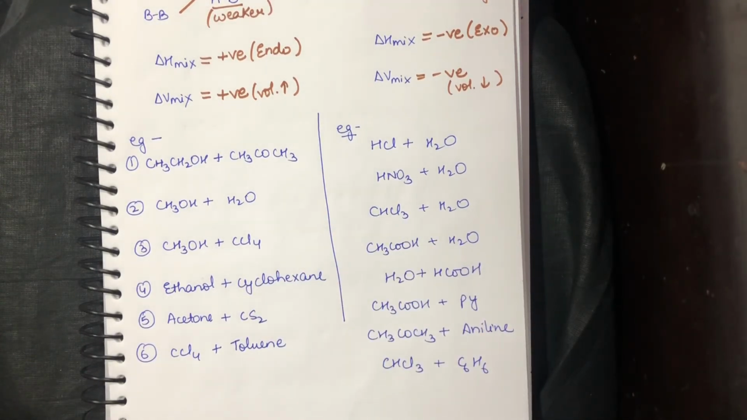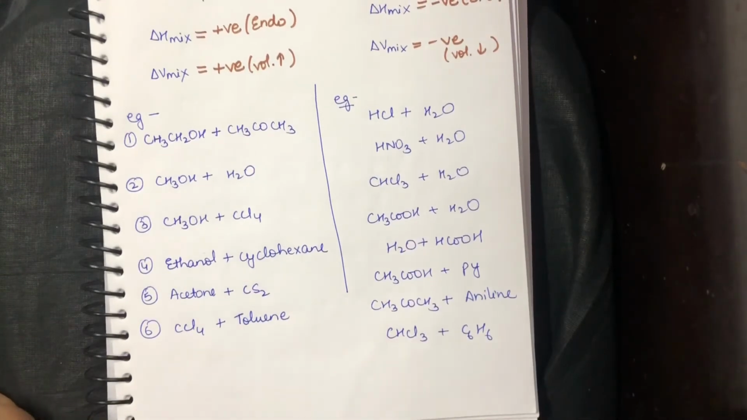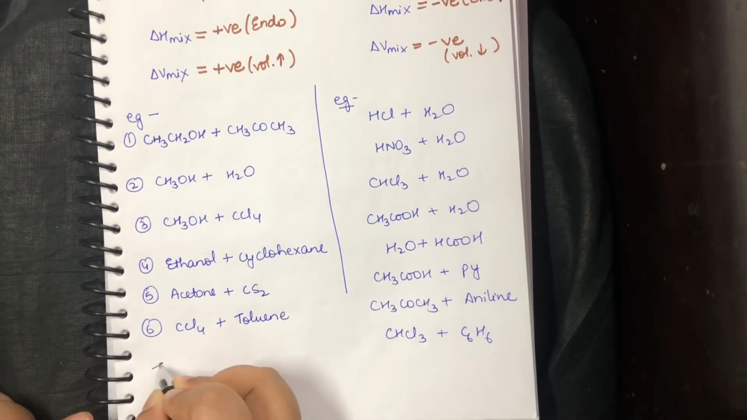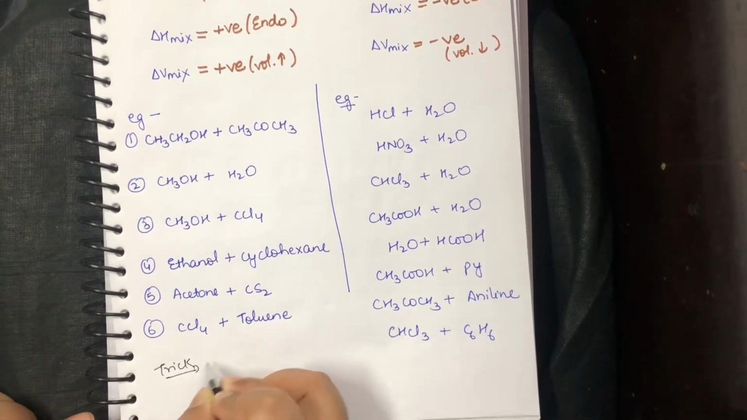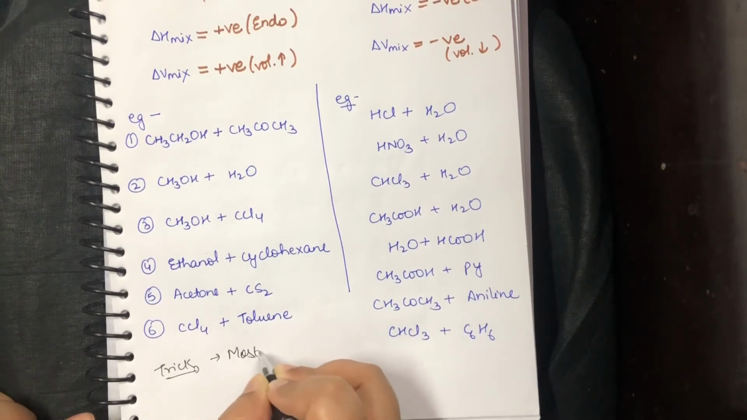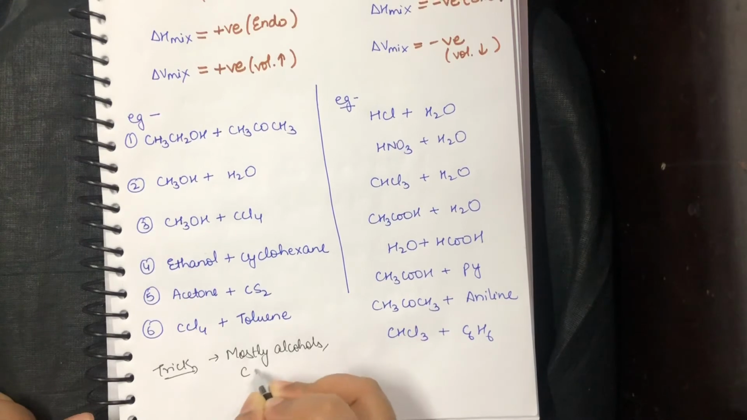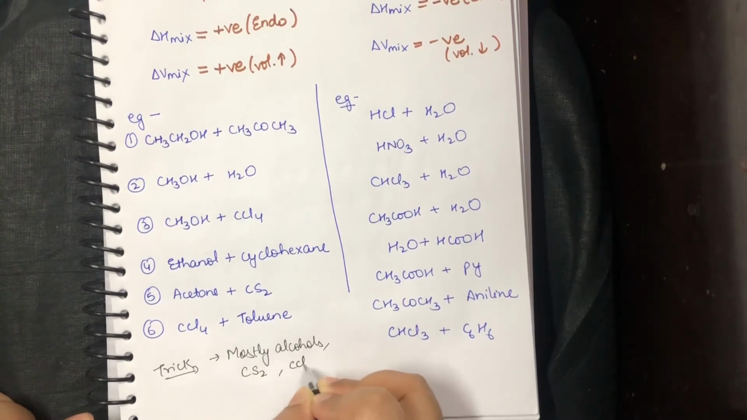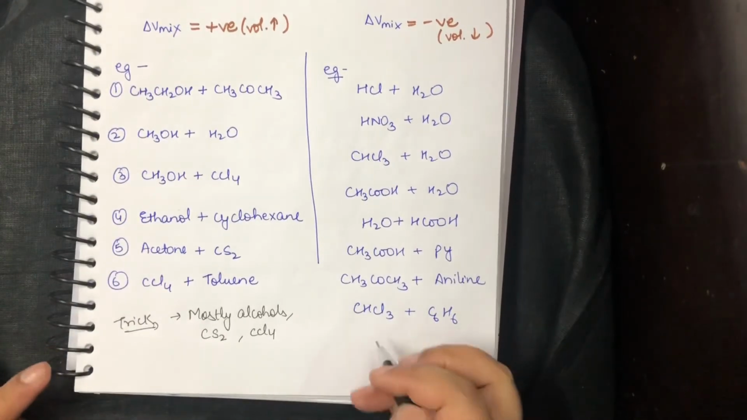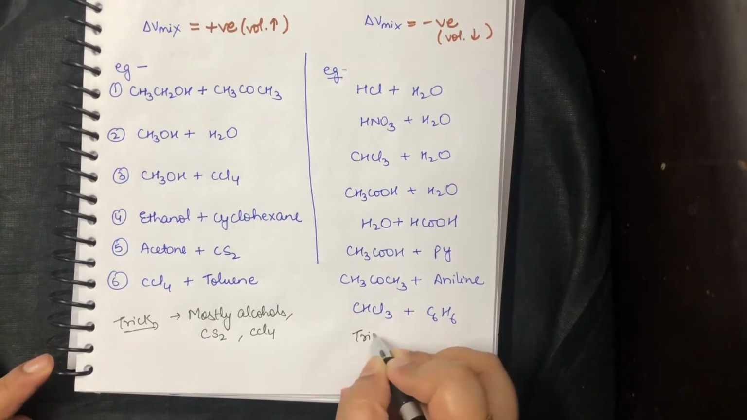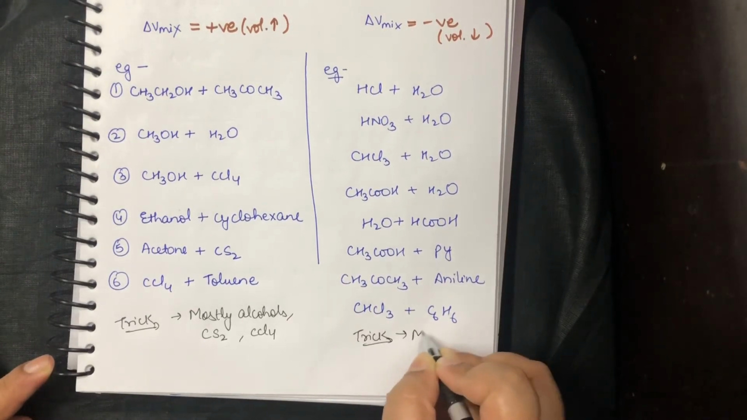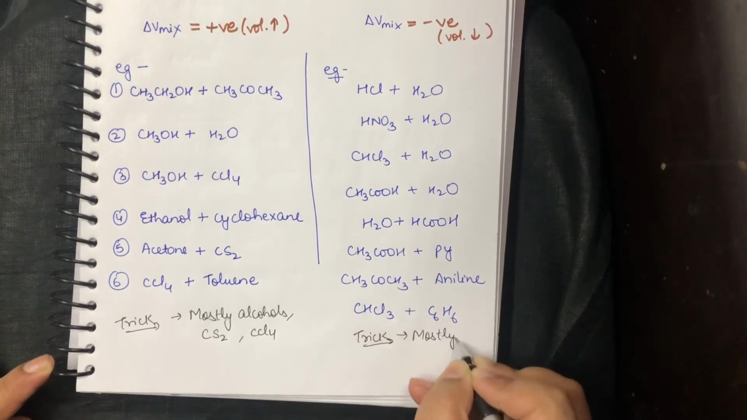The trick to learn them is that if I'm talking about positive deviations, mostly alcohols will fall into this category. Your carbon disulfide will fall into this category, and your CCl4 will fall into this category. And if I'm talking about negative deviation, mostly acids will fall into this category.